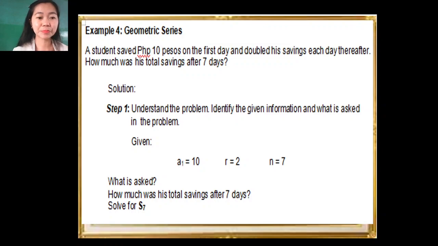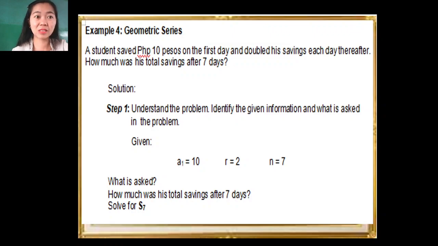Finding the sum. Step 1, understand the problem. Ano yung mga given information at ano yung itinatanong sa problem. So, yung first term natin, syempre, yung first amount na na-save niya, yung first day na na-save niya. And that is 10 pesos. And then, what is the common ratio? Sabi dyan, doubled. Itinatimes sa 2. So, the common ratio is 2. And then, what is n? So, ilan ba lahat, gaano ba katagal siya magsisave?